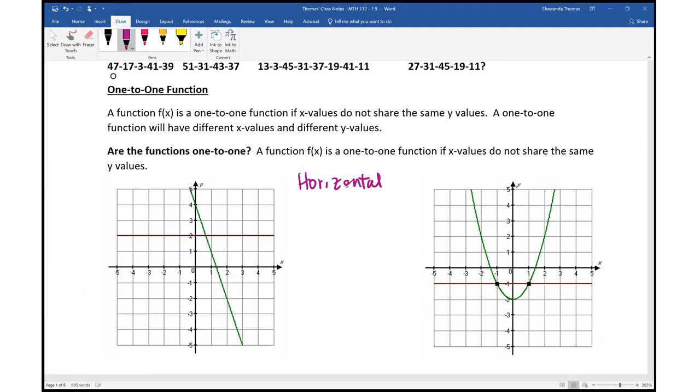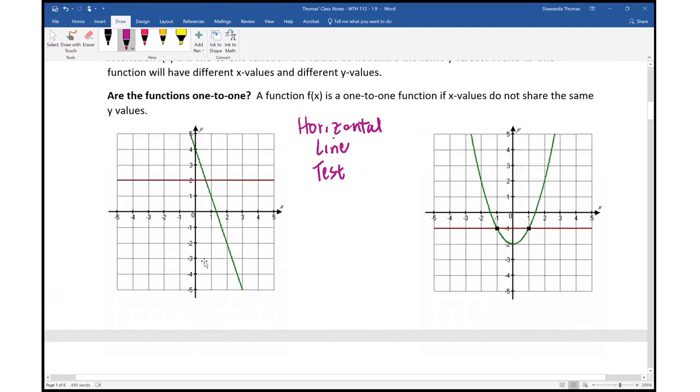Now, you've heard of a test before. What test did we discuss earlier that you know about? Vertical line test. The vertical line test told us what? The vertical line test told us whether we have a function or not. So, for example, on the left here, does it pass the vertical line test? It does pass the vertical line test. Therefore, we do know that this is a function. Right? Check. It is a function because it passes the vertical line test.